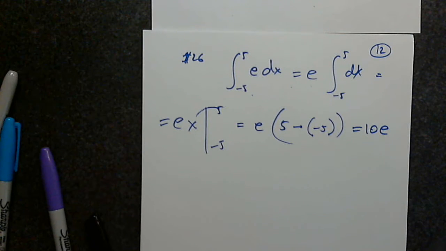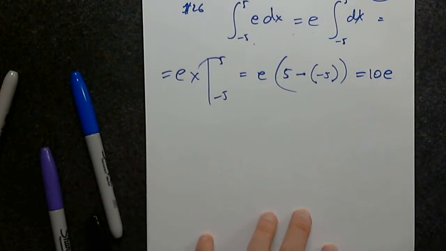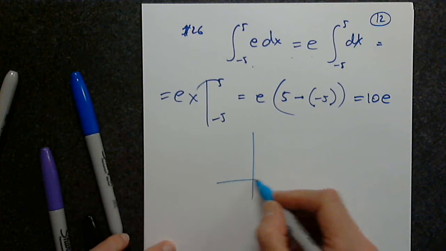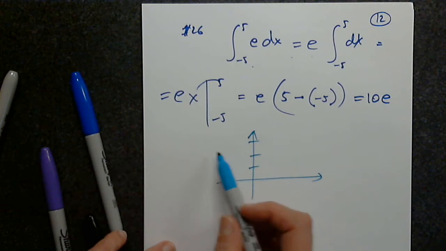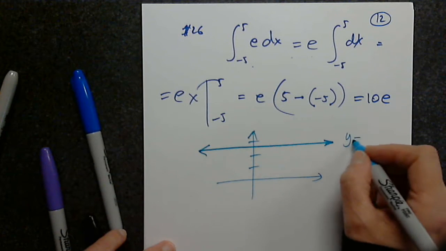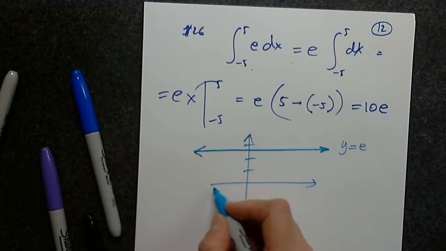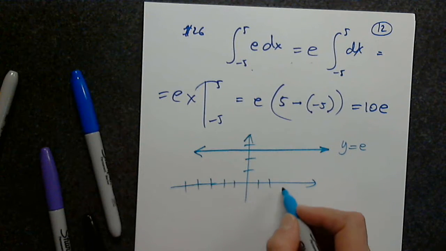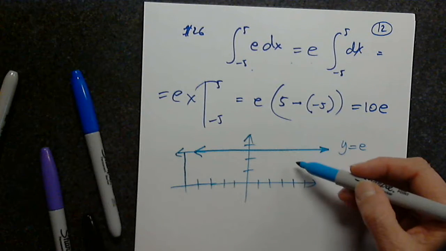How do I know? I just want to show this because it's a very good example. Perfect example. What does this say? It says, draw the function e. Okay, so this is function e. Y equals e. It's a constant. Then I'm going to mark 1, 2, 3, 4, 5 and 1, 2, 3, 4, 5. I extend. So I'm asked to find this area.